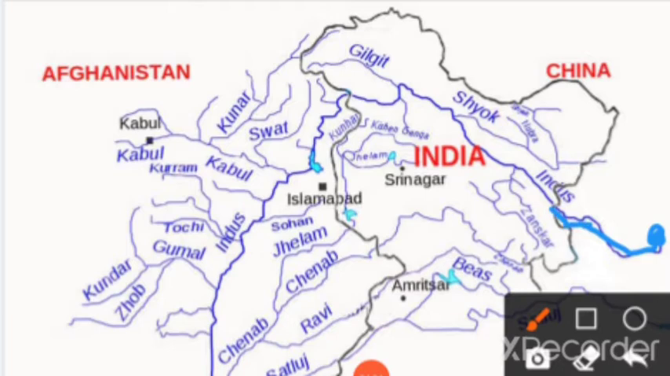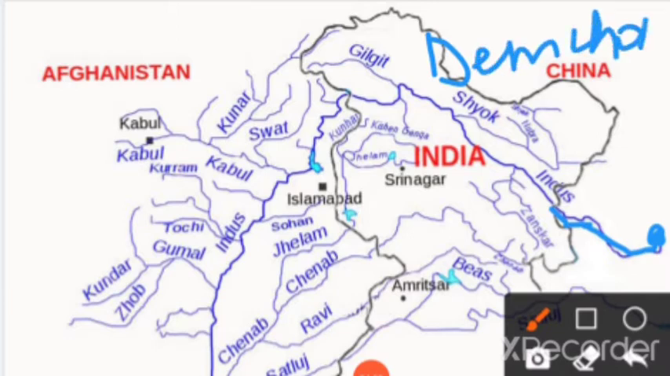This is the important point. If you have a notebook and pen with you, you must write down this name which I am going to mention. The river flows northwest and enters the Ladakh region in India from a place known as Demchok, D-E-M, Demchok. Must write that point. This is the place from where the Indus enters Ladakh.